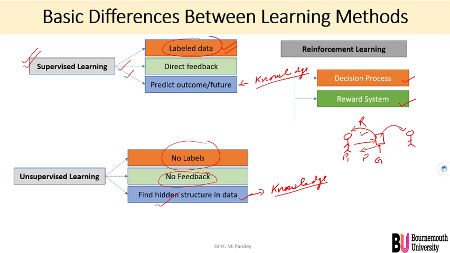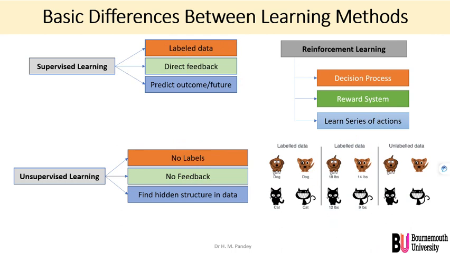Reward if the decision is correct, and who makes the decision? Your system makes the decision, and the player is your system. If your system makes a correct decision, give it a reward. If the system makes a wrong decision, apply a penalty, and it learns from a series of actions. It takes a series of actions based on the reward and penalty system, and is mostly used for decision processes. So this is the difference between supervised, unsupervised and reinforcement learning techniques.